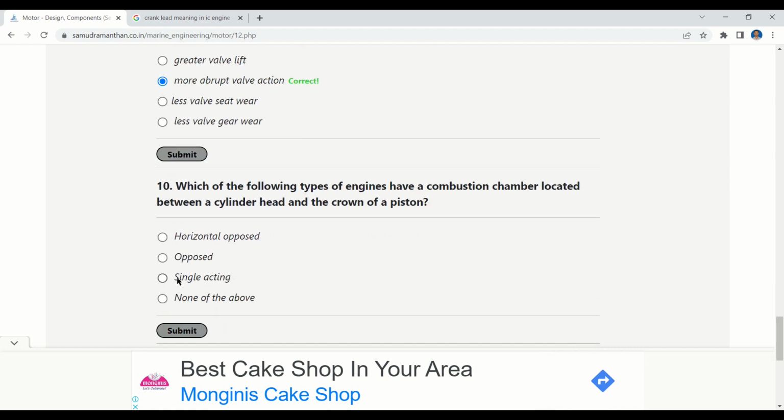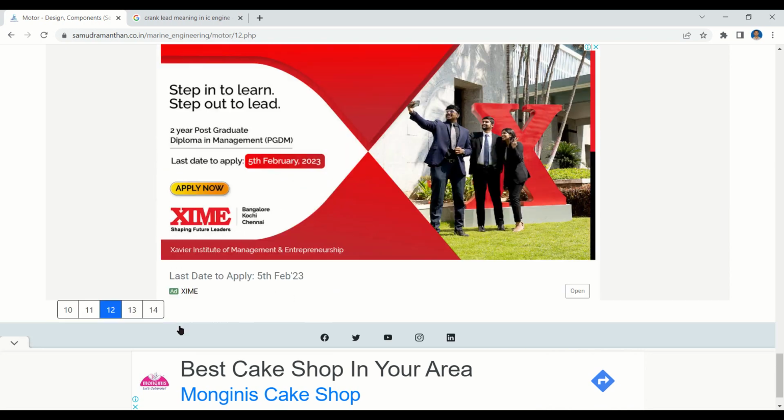Our next question is, which of the following types of engines have combustion chamber located between cylinder head and the crown of a piston? And the options are: horizontal, opposed, single acting, none of the above, and the correct option will be single acting.